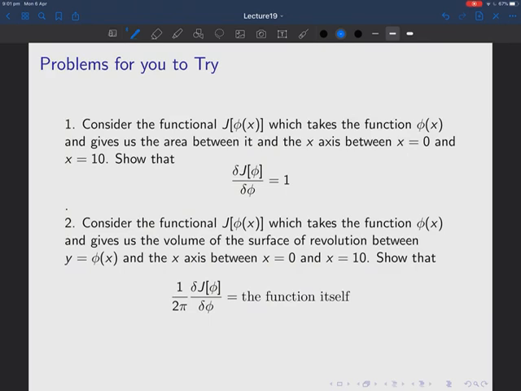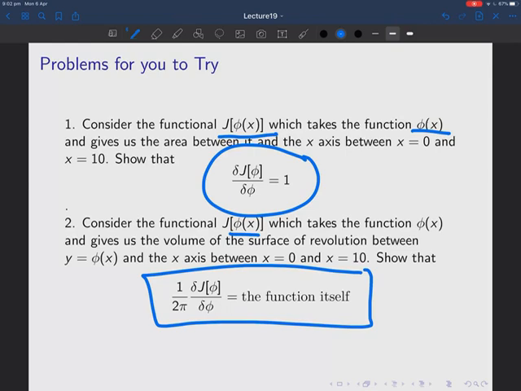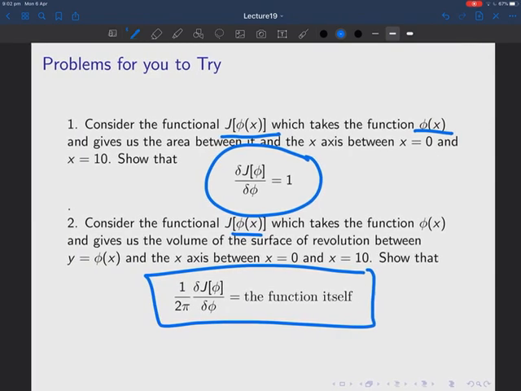All right, so you might want to go away, stop the video and try a couple of problems yourself. I've written them down here. Take the functional j of phi of x, which takes the function phi of x and gives us the area between it and the x-axis, between x equals 0 and x equals 10. Show that the functional derivative is 1. Or do the same thing where you take the functional which gives you the volume of revolution between x equals 0 and x equals 10, and you should show that 1 on 2 pi times the functional derivative gives you the function itself back. So go away and try those two, and then we can move on to the rest of the video.